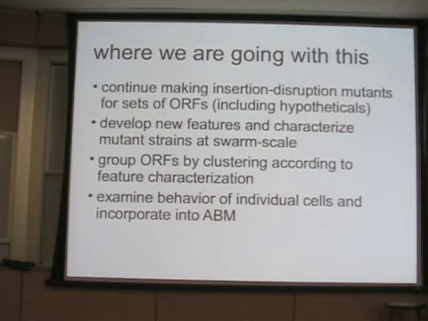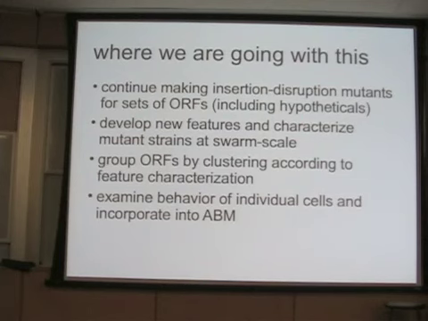So we're going to continue to make insertion disruption mutants for sets of ORFs. Not just sets of homologous families that may be involved in signaling, but especially also the hypotheticals. But we need a set that's big enough so that we can start clustering them according to these features that we're developing. Then we're going to develop new features and characterize these mutant strains at swarm scale. The kind of stuff we're showing here, I'm hoping to come up with, if not dozens, hundreds of metrics that we can use to analyze these things and start differentiating between them.